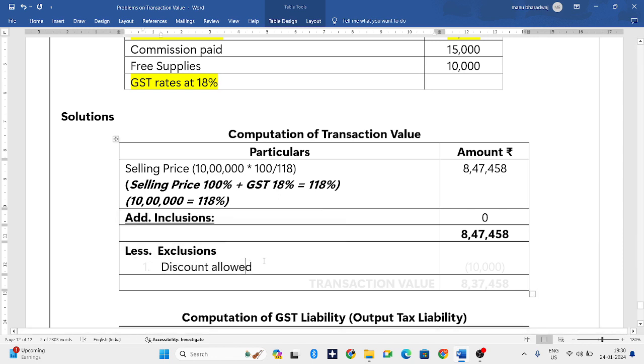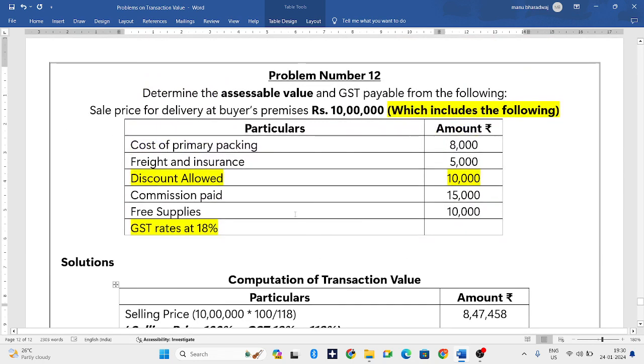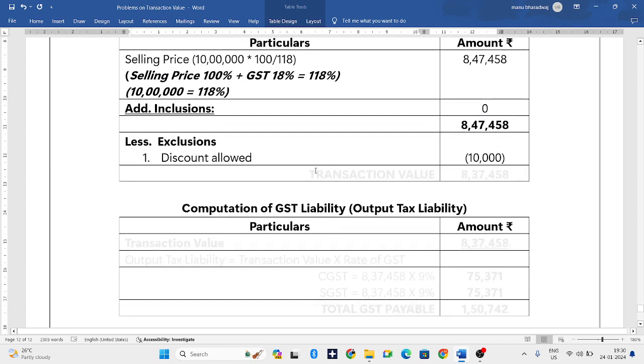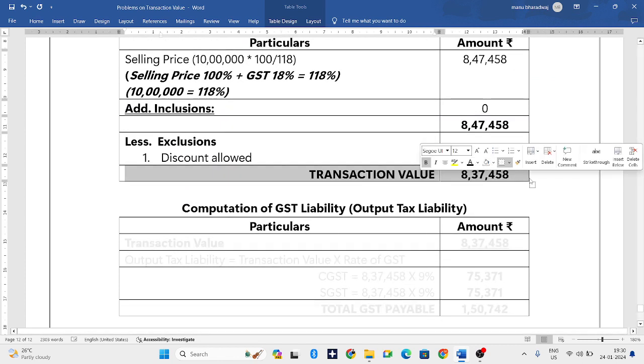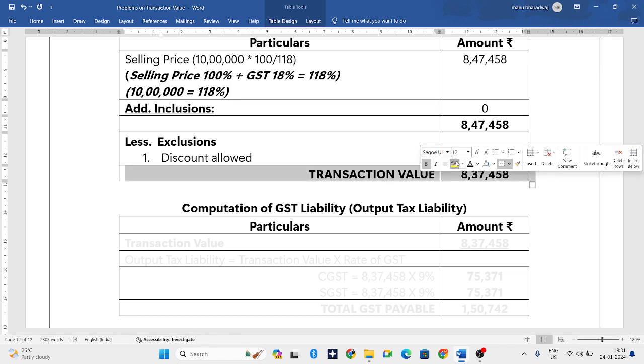But exclusions are there. There is certain discount given. Discount allowed. How much? 10,000 rupees discount they have allowed. So that 10,000 we will subtract. Then we will get the transaction value of 8,37,458. We will get the transaction value.